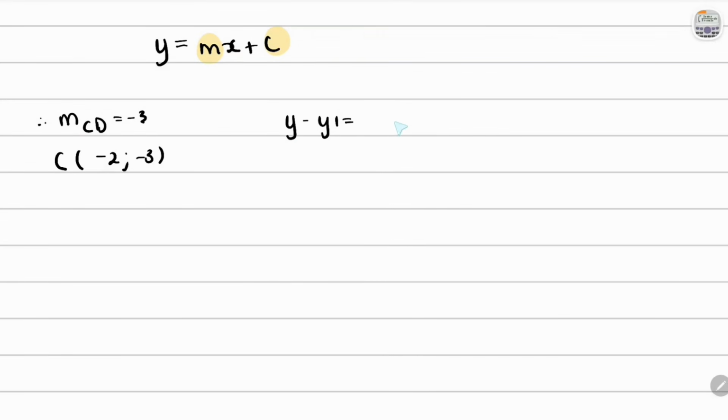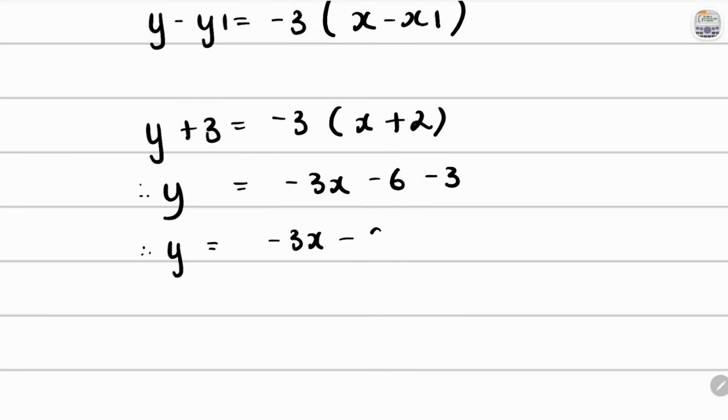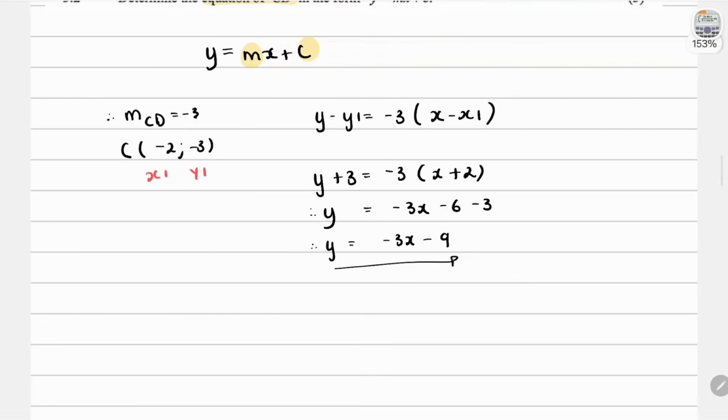y minus y1 is equal to our gradient, which is negative 3, times x minus x1. And then you substitute in place of y1 and x1 your available point. So this is going to be y minus negative 3, which becomes a plus 3, is equal to negative 3 times x minus a negative 2, which becomes a plus 2. So we can distribute on the right. That's going to be negative 3x minus 6. And then that 3 comes over and becomes a minus 3. So y equals negative 3x minus 9. And that is our answer.